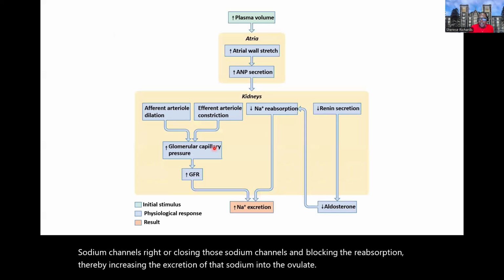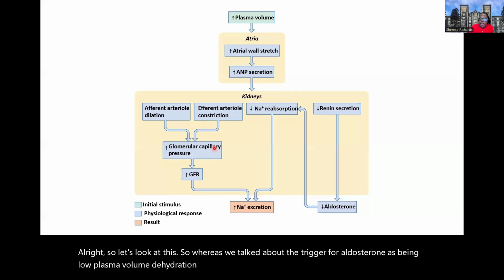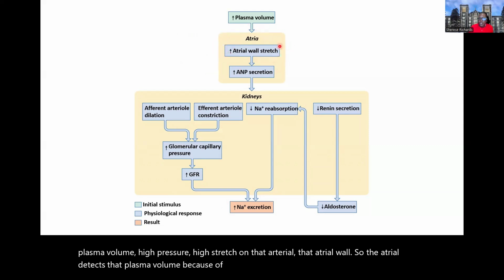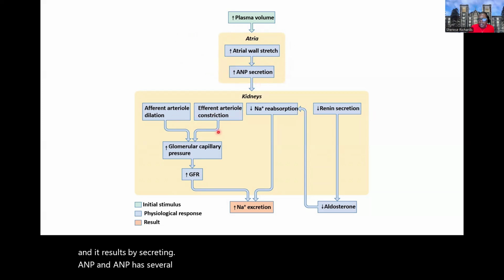All right. So let's look at this. Whereas we talked about the trigger for aldosterone as being low plasma volume, dehydration, hemorrhaging, the trigger for ANP is the opposite. It's high plasma volume, high pressure, high stretch on that atrial wall. So the atria detects that plasma volume because of the increased stretch or distension on the atrial wall, and it results in secreting ANP. And ANP has several effects on the kidneys.